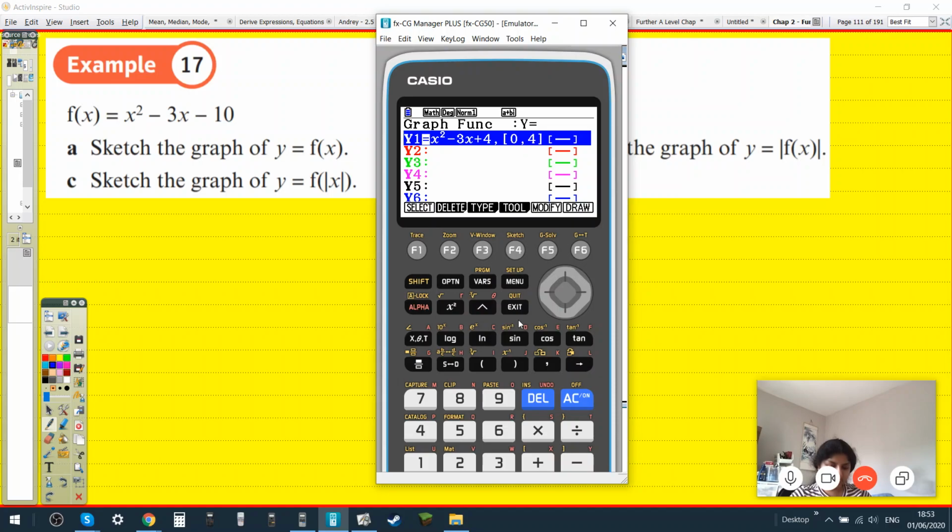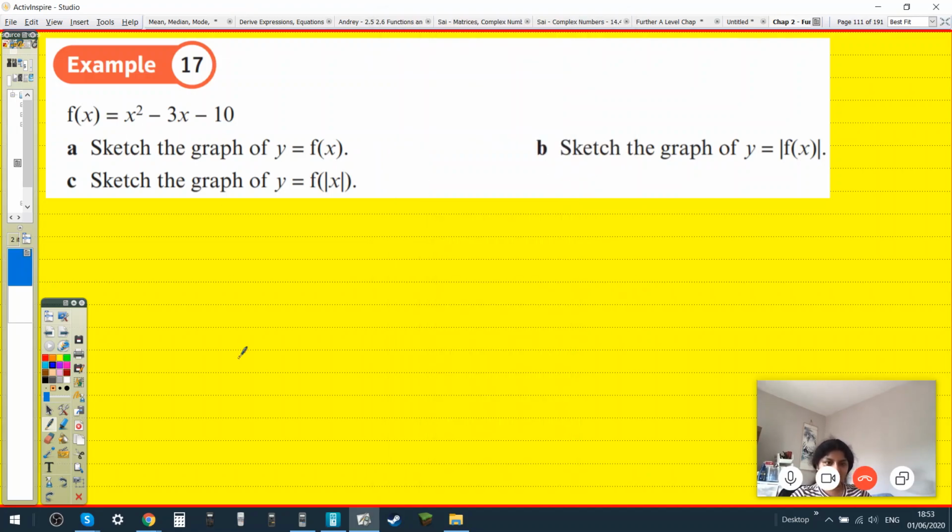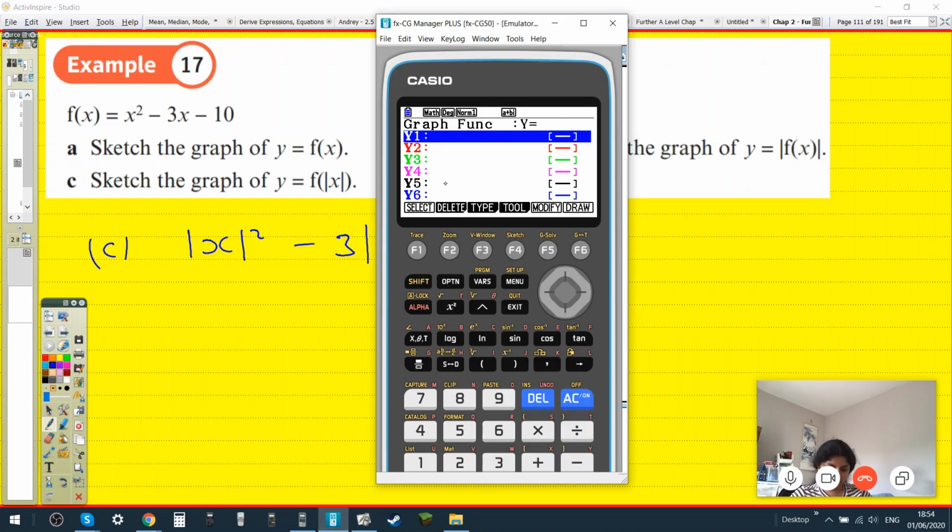And how would you do C? Not sure. Whenever there's an x, you have to put a mod around it. Yeah, but the 10 is not in the mod, so you just have mod x squared minus mod 3x minus 10, I think. Very close. It is mod x squared minus 3, so the minus 3 is outside the mod. So you just put all the x's in a mod. Correct. Okay, go on, sketch it.